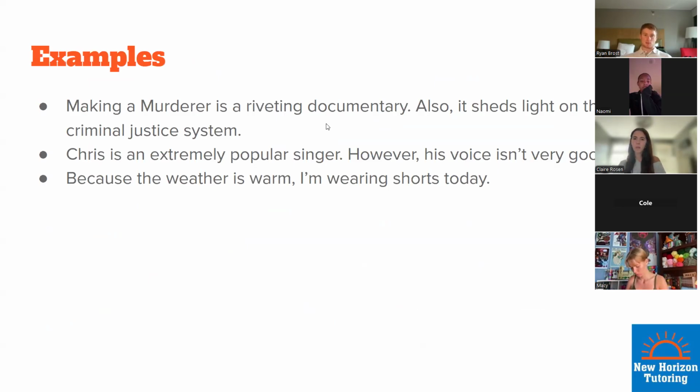Making a Murderer is a riveting documentary. Also, it sheds light on the criminal justice system. So here, the first sentence is just someone's opinion on this documentary, and then this one is talking about what the documentary does. Those don't really relate to each other, so it's kind of just another fact added on. So there, "also" would be a good transition word.